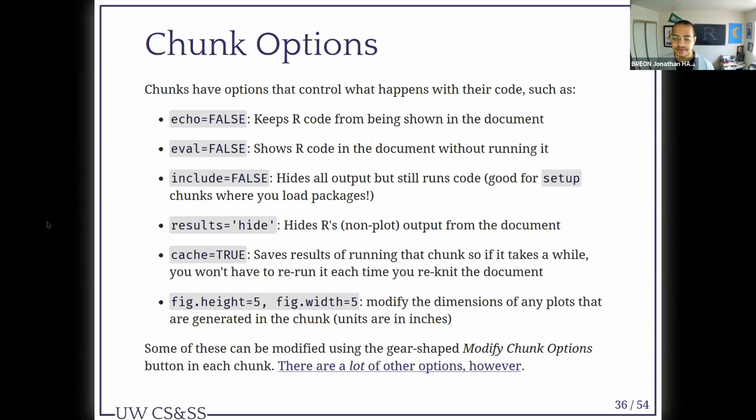There's include equals false, which hides all output, but still runs the code. This is good for setup chunks where you load packages or load in your data, for instance. There's results equals 'hide', surrounded by apostrophes. This hides R's non-plot output from the document.